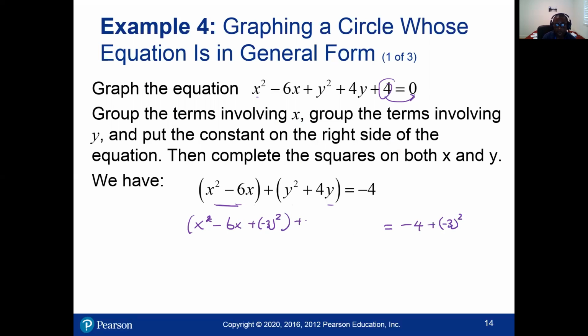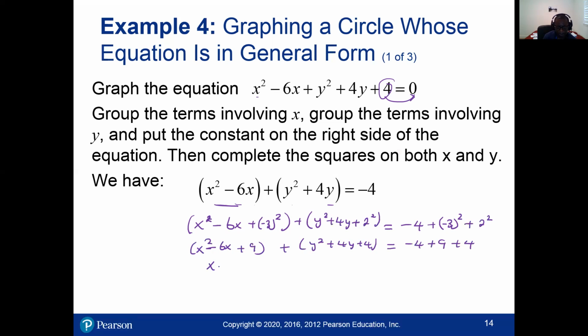Then I have y squared plus 4y. Then I add half of 4, which is 2. Then I add 2 squared to both sides. So this gives me x squared minus 6x plus 9. And this gives me y squared plus 4y plus 4. And this is minus 4 plus 9 plus 4. Okay, so this becomes x minus 3 as a perfect square.